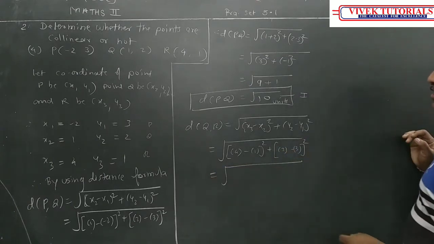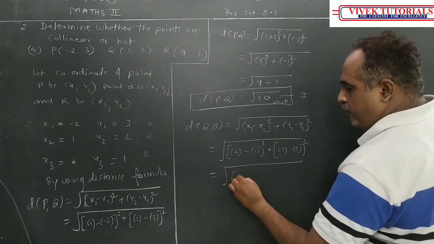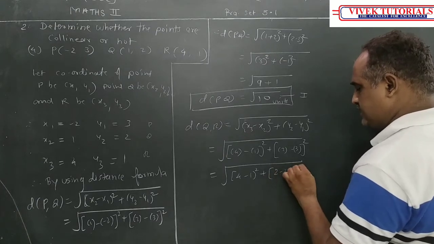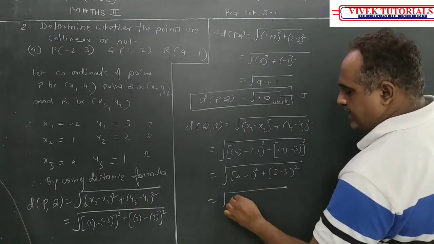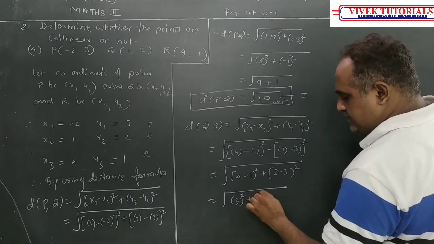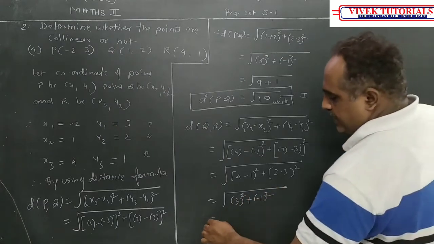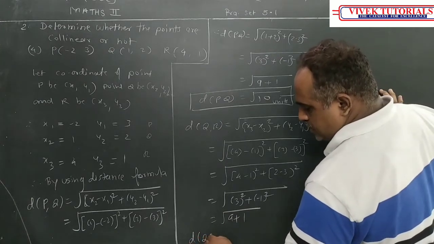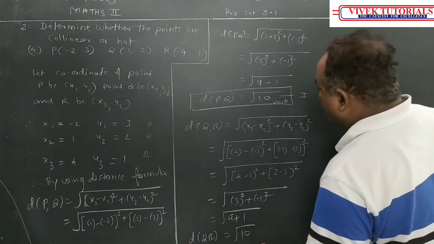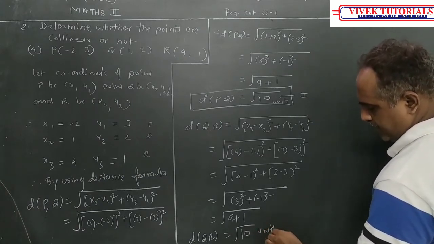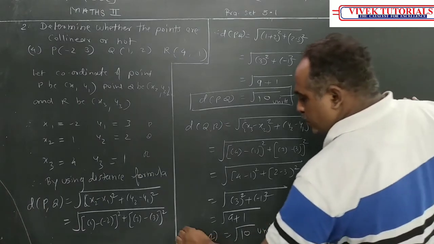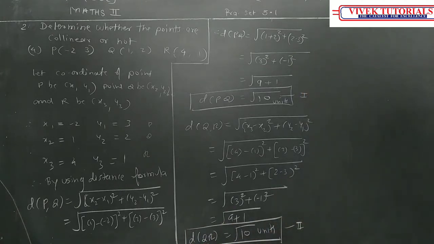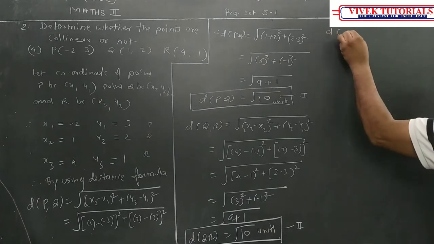That is equal to under root 4 minus 1 the whole square and 2 minus 3 the whole square. It is again 3 square plus -1 square, which is 9 plus 1. So distance QR is equal to root 10 units. That is equation number 2. Okay. Then next one is distance PR.